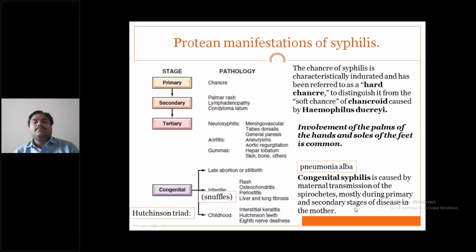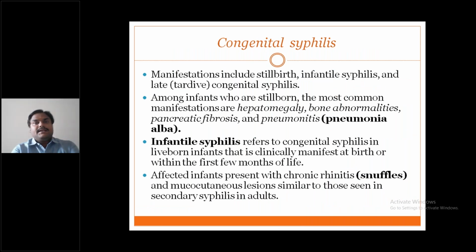During the primary secondary stage, the infant is stillborn. The most common manifestations are bone abnormalities, and lesions similar to those in secondary syphilis in adults.